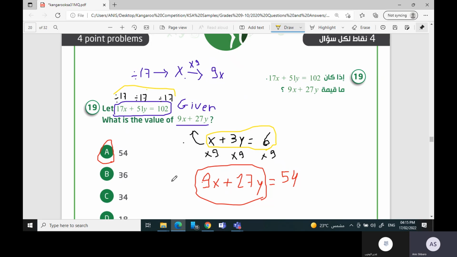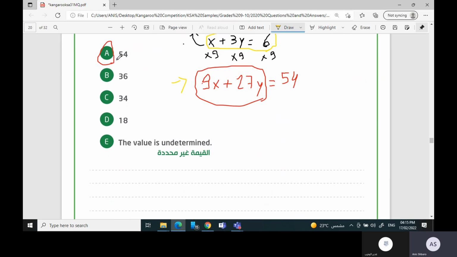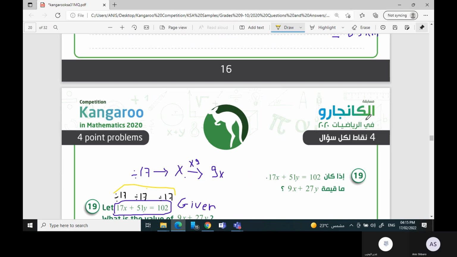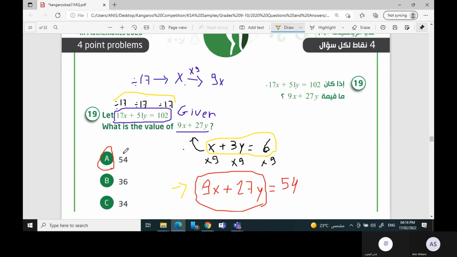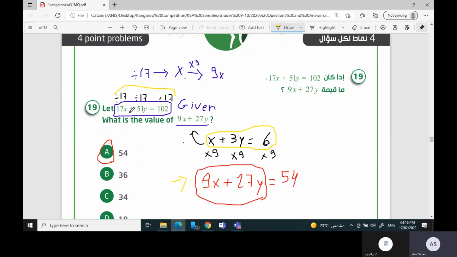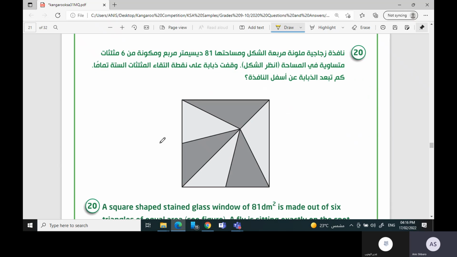So I got this at the final stage. And of course, 9x plus 27y is what they want, so directly it's equal to 54, and I got this answer. And as you can see, it's a 4-point problem, so I got 4 points now. In this problem, it was an easy one.